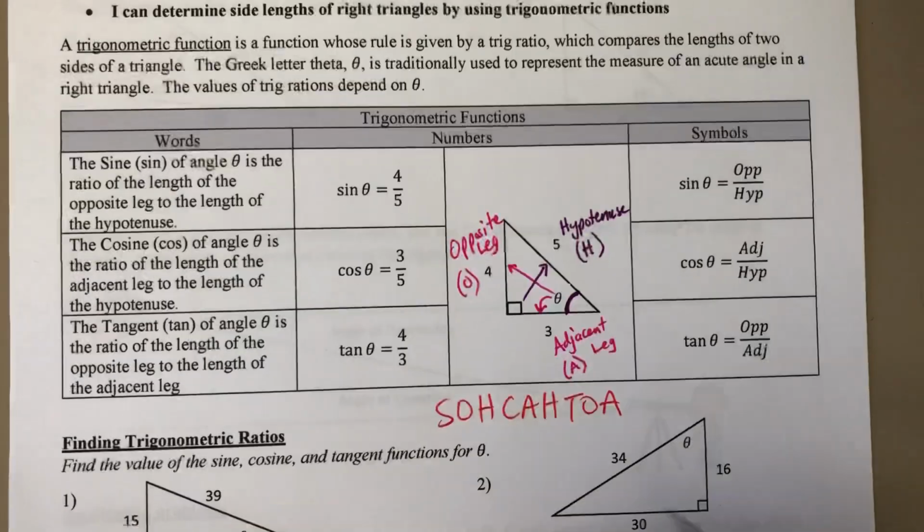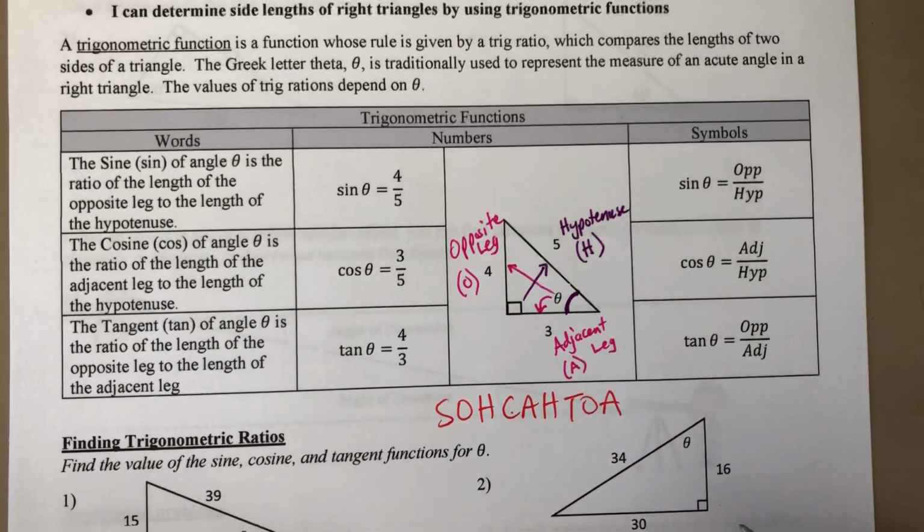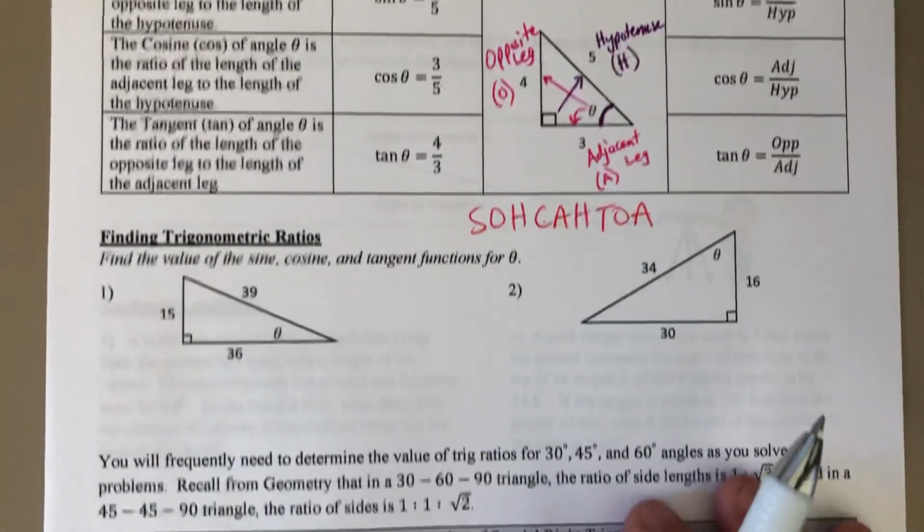All right, do you guys remember that? SOHCAHTOA. Sine is the opposite over the hypotenuse, cosine is adjacent over hypotenuse, tangent is opposite over adjacent. Exactly what we see right here. It's really easy to remember SOHCAHTOA. When I say that, everyone's like, oh, yeah, SOHCAHTOA. Okay, so let's see a couple of quick examples here.